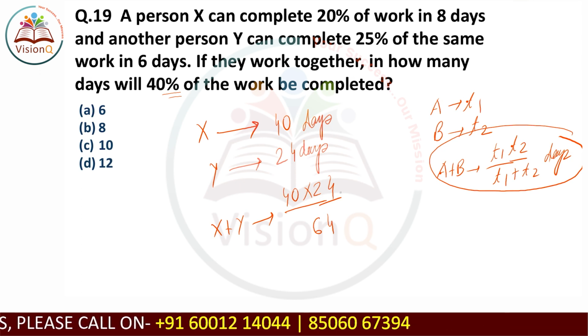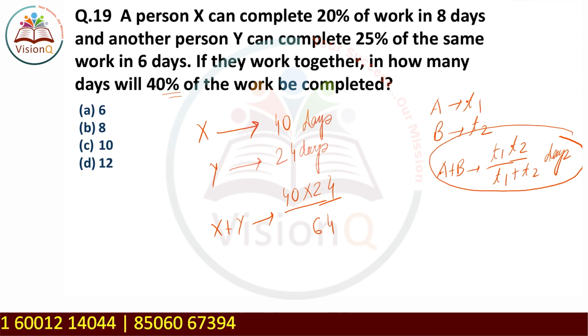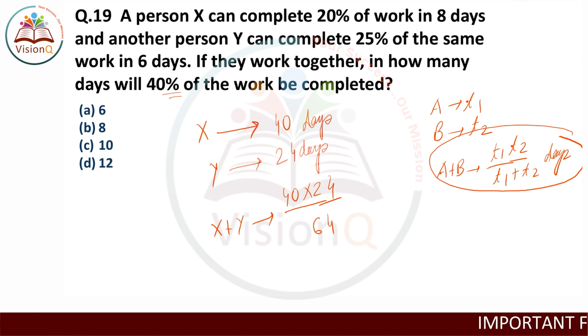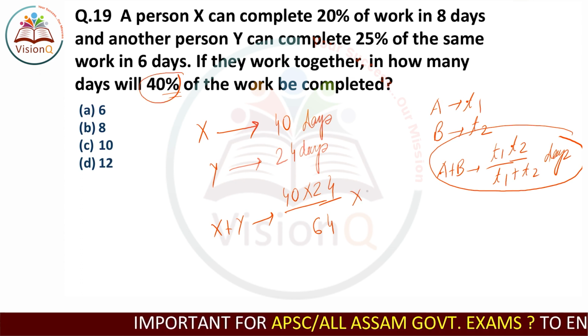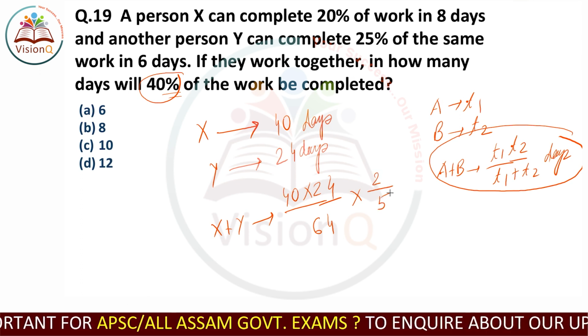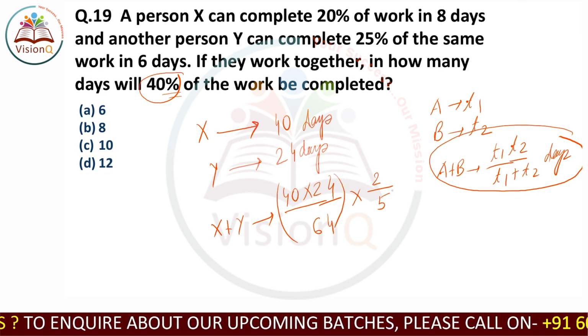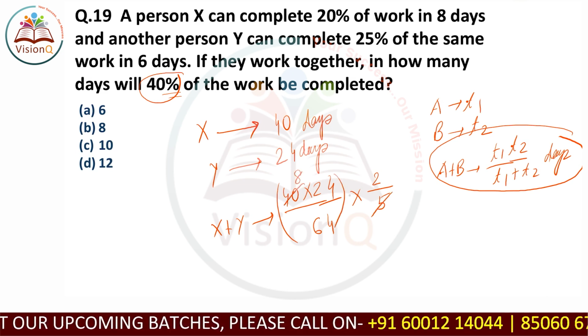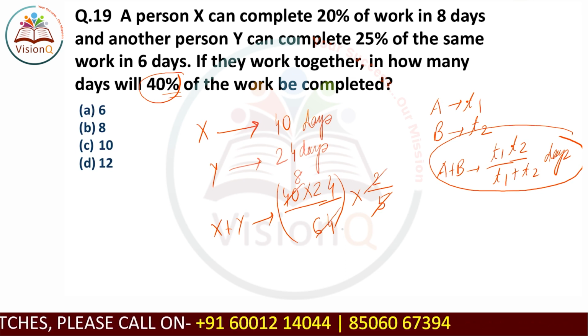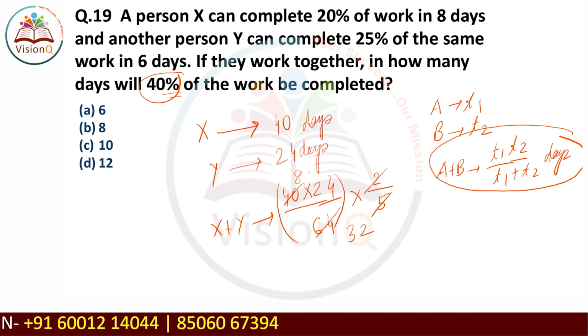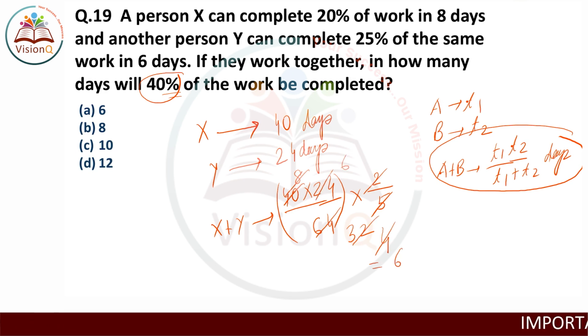Now this time is the time taken by X plus Y together to complete the whole work, that means 100% work. But it is asked to find out the time taken by them to complete 40% work. So multiply this by 40%. Now 40% is nothing but 2 by 5 in terms of fraction. So just multiply this number with 2 by 5. 5 8s are 40, then 2 32s are 64. 8 4s are 32 and 4 6s are 24. The answer will be 6 days, which is option number A.